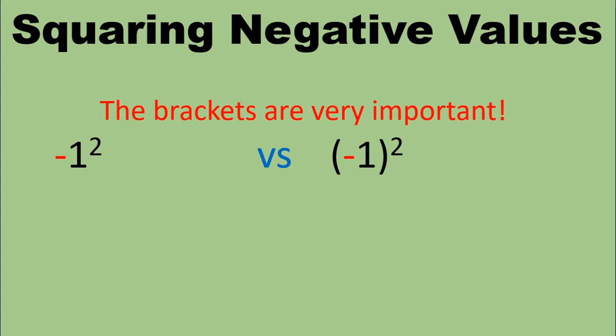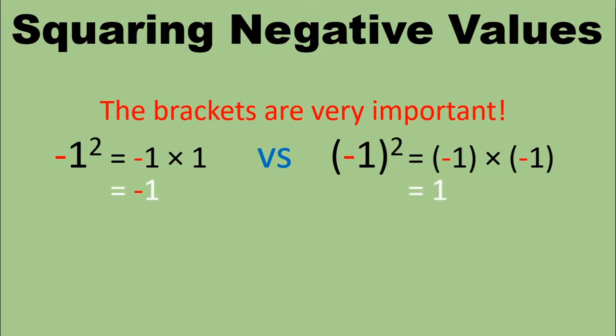-1 squared has got a power of 2, which is only affecting the 1, not the negative sign. Whereas when I square -1, which is in brackets, that power of 2 is affecting both the negative sign and the 1. Do you note the difference yet? -1 times 1, the value won't change, it'll still be -1. However, -1 times -1 will be +1.